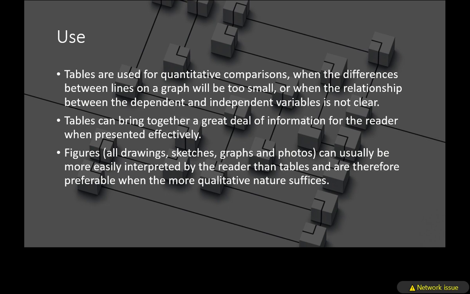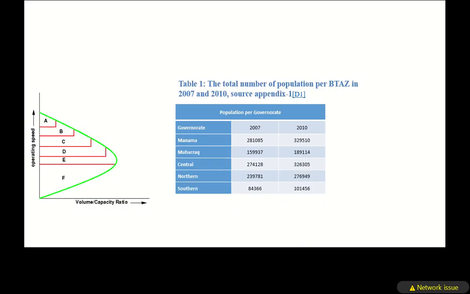And one thing which you already mentioned, that figures often provide a qualitative comparison. So comparison not in terms of numbers, but comparison in terms of shapes and form and other things. So you can see here the population of different governorates in Bahrain, for 2 years, for 2007 and 2010.